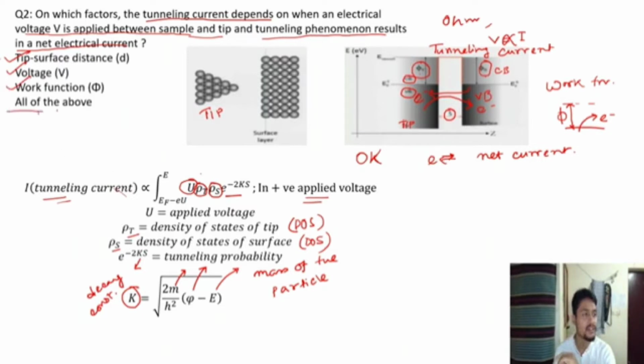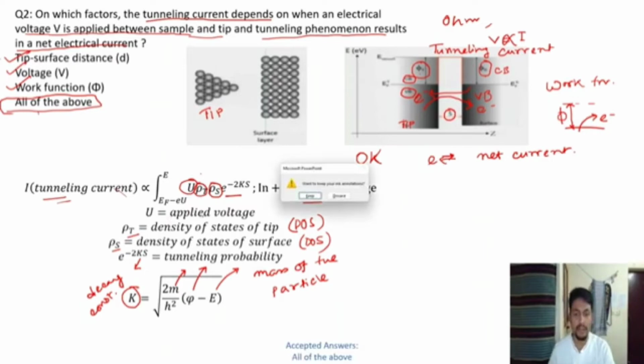So what will be the answer? That is going to be all of the above, right? Also the mass, which has not been asked in the question, is also going to describe the tunneling probability. So this is the answer. Okay, let me allow him.